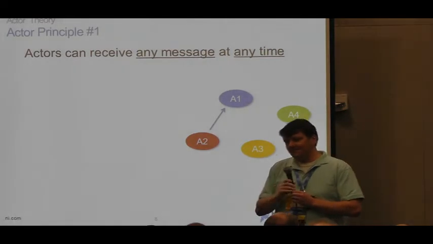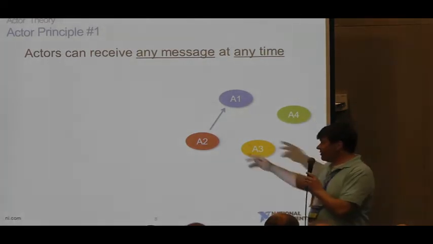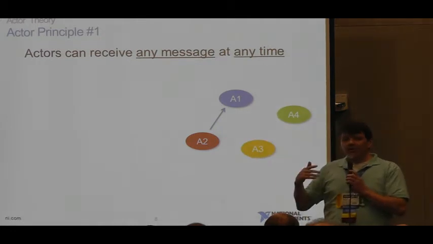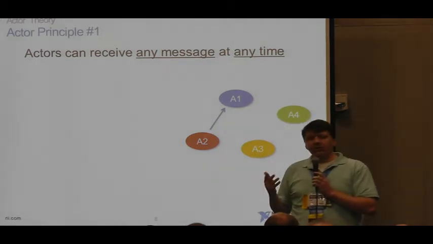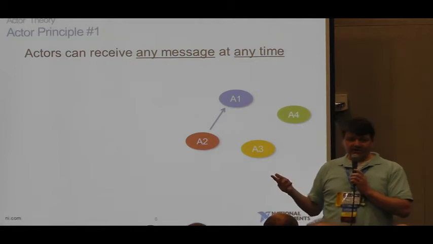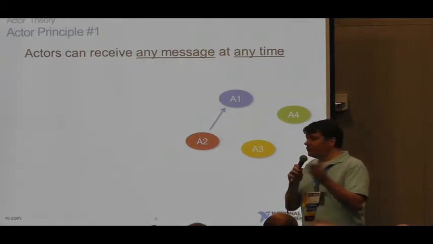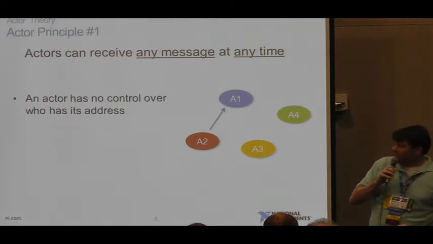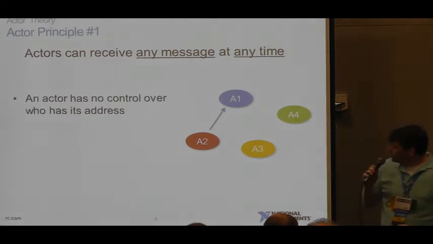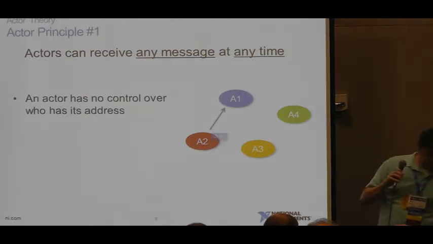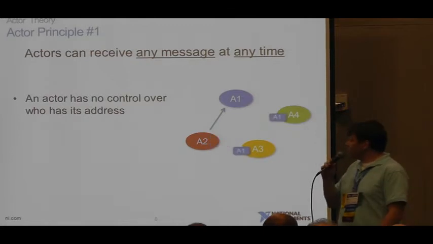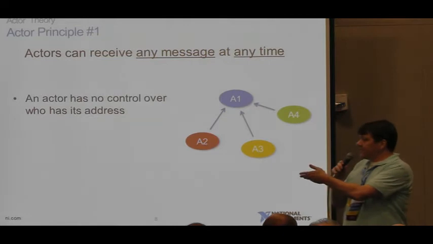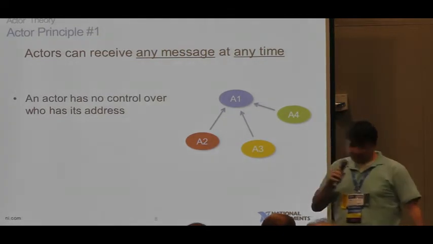However, from actor 1's viewpoint, once that happens, he no longer has control over what other actors have his address. He can't control who sends him messages. There's no way for actor 1 to prevent actor 2 from sharing his address with other actors. Once he's done that, all sorts of actors have his address.